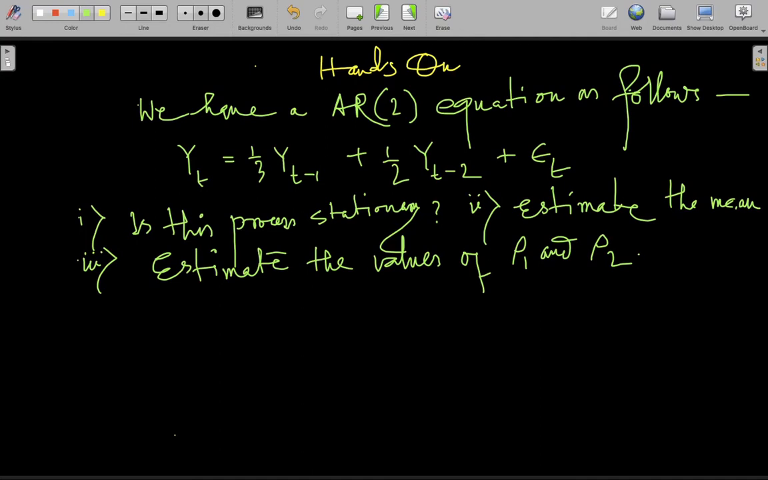So in the past few lectures, we have been dealing with the different mathematical properties of higher order AR and MA series. And in this lecture, we're actually going to do a problem where we'll use some of the concepts that we have developed so far. So the problem is like that.